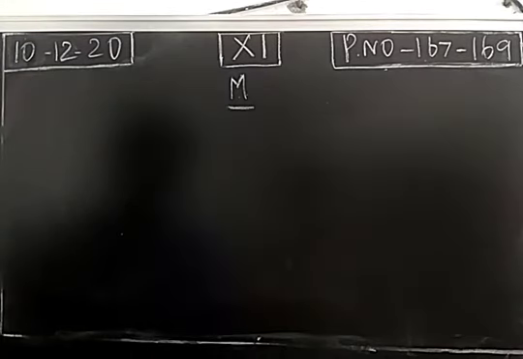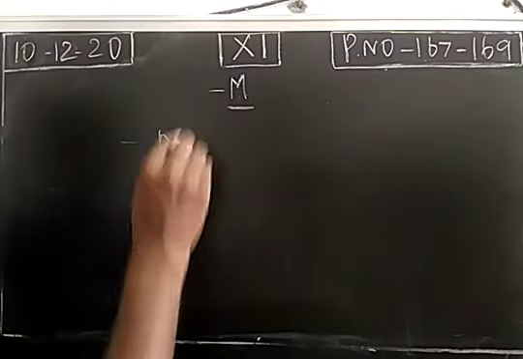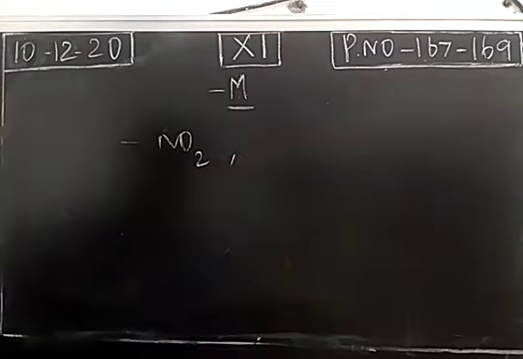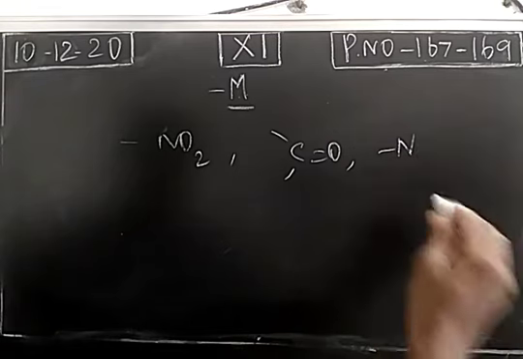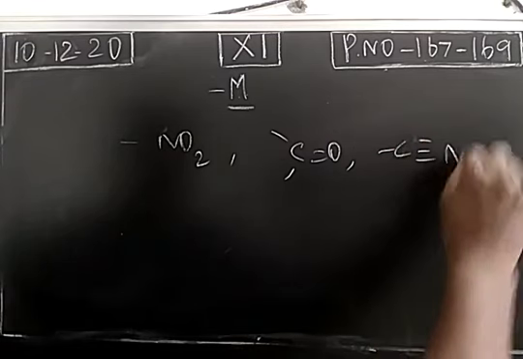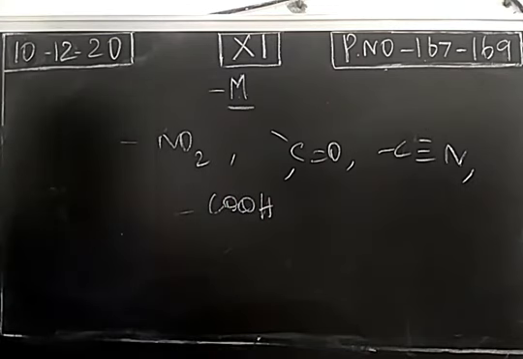Next one, negative mesomeric effect or minus M effect. In a conjugated system, if electron withdrawing groups are present, there will be a negative mesomeric effect. Plus mesomeric means electron releasing groups. So here electron withdrawing groups will be present. Examples: take the nitro group, carbonyl group, cyanide group, carboxylic acid group. These are the electron withdrawing groups.